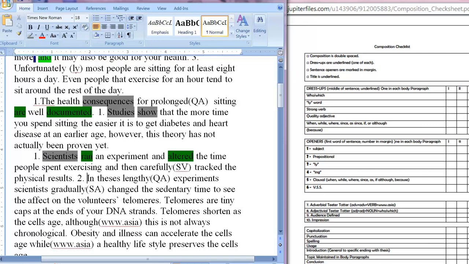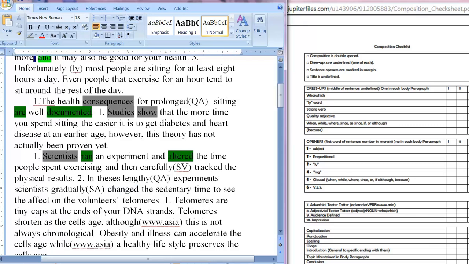Scientists gradually changed the sedentary time to see the effects on the volunteers' telomeres. And you have an SA here. I'm not sure what that is because changed isn't really a strong verb. Not sure what you mean there. Telomeres are tiny caps at the end of your DNA strands. And again, we have subject opener. Telomeres shorten as the cells age, although this is not always chronological. And right here you have your although, but we do not put a comma here because it's after your main sentence. So no comma there.